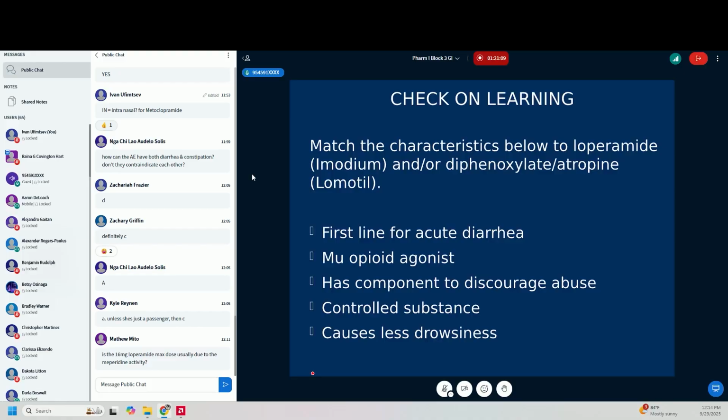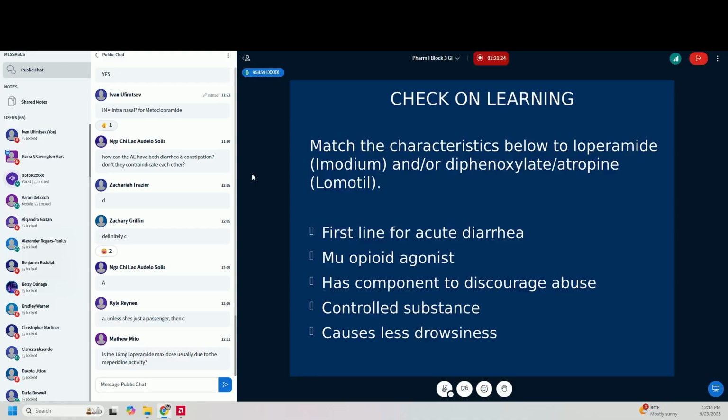Component that we were going to discourage abuse with that atropine. So you have your Lomotil, controlled substance. You also had your Lomotil, and then which one causes less drowsiness would be your Imodium.